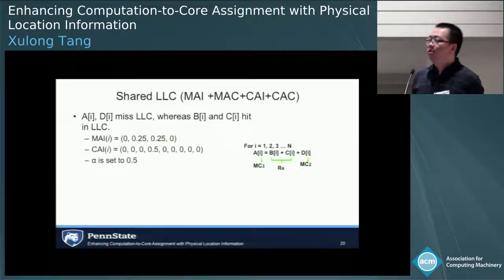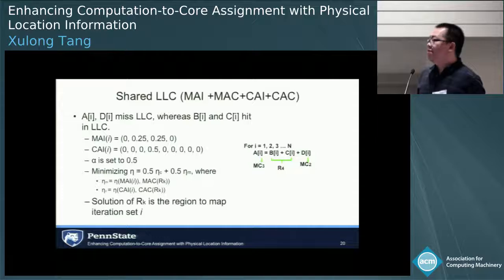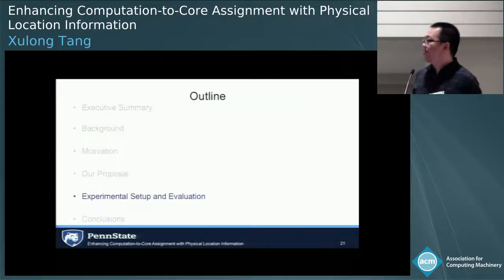Alpha is set to 0.5 because half of the accesses are going to hit in the cache and half of them are going to miss. And we're trying to minimize the target function, eta equals 0.5 eta c plus 0.5 eta m. So we find a common solution, Rk, which gives us the minimum value of eta, and this is basically the region where we should map this iteration set.